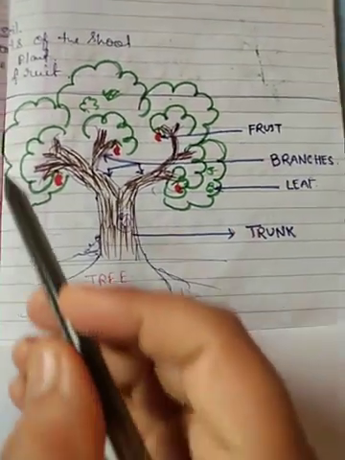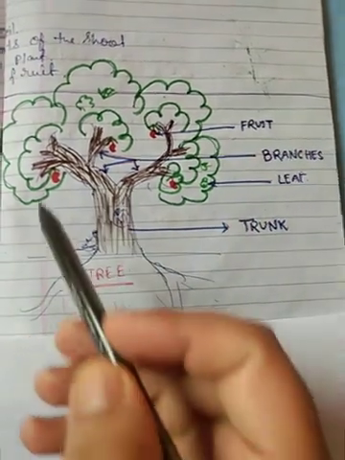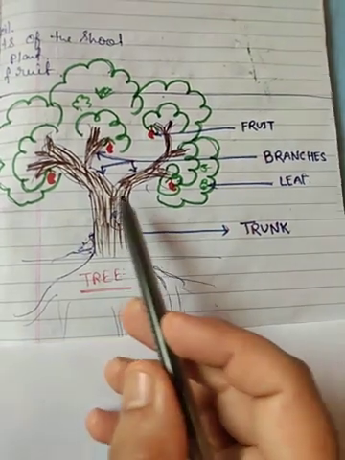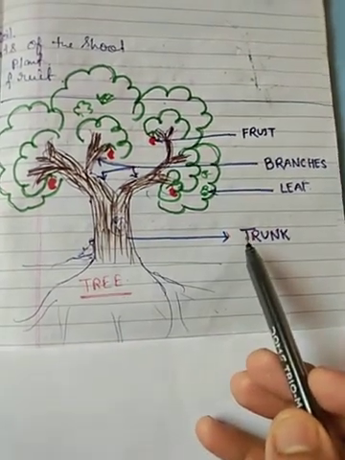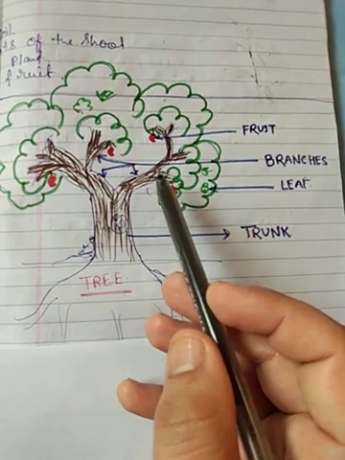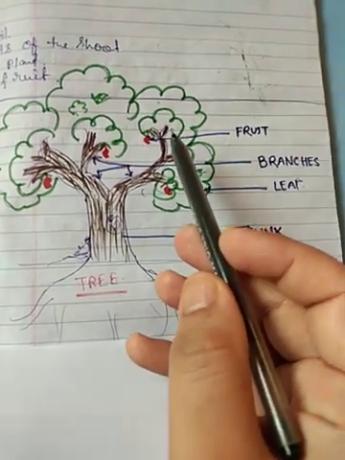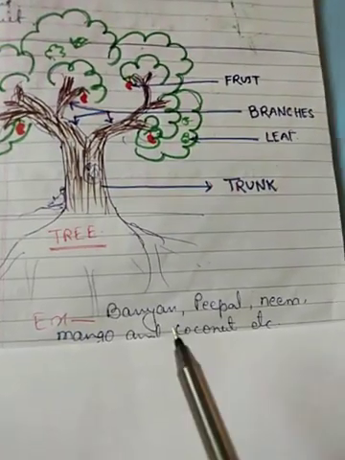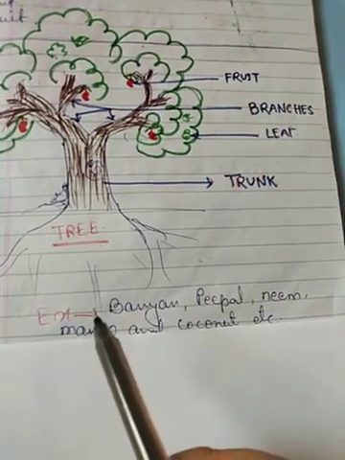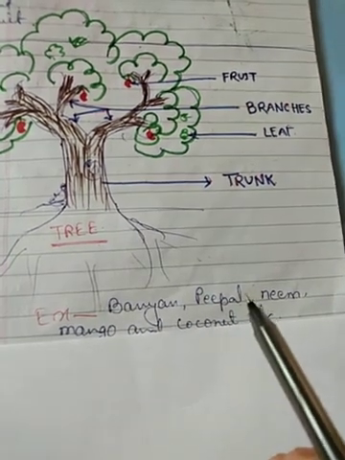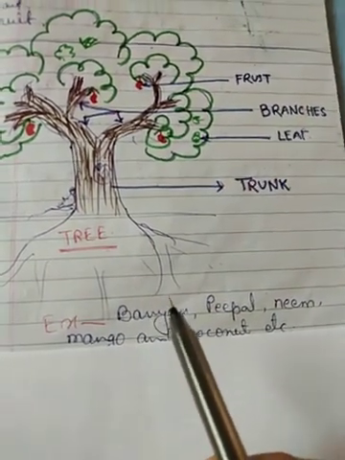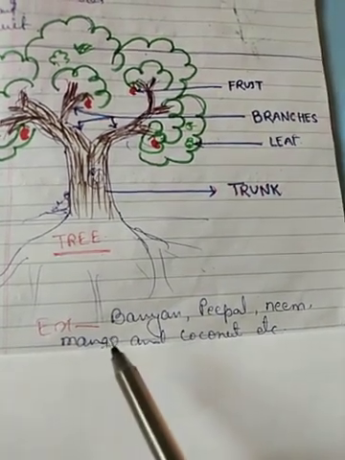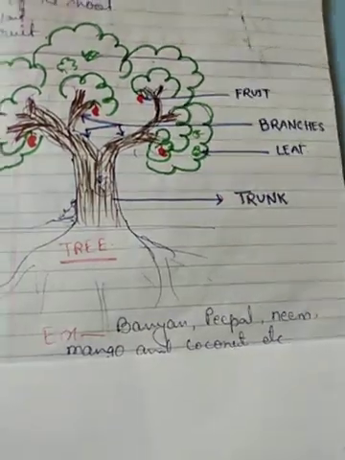Here you can see a figure of a big tree. This strong and woody stem is called the trunk. These are the branches having fruits and leaves. There are many trees which we can see around us in our environment, like banyan trees, peepal trees, neem trees, mango trees, coconut trees, and many more.